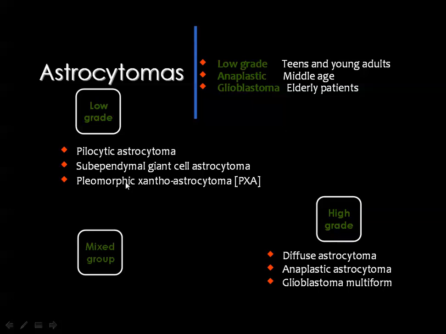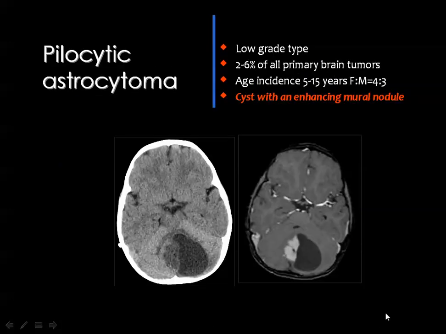Then we'll start this classification with the low-grade lesions and the high-grade lesions. We have 3 main types of tumors in the low-grade category, including the pilocytic astrocytoma, the subependymal giant cell astrocytoma of tuberous sclerosis, and the pleomorphic xanthoastrocytoma, referred to as PXA. Then we have three high-grade lesions: the diffuse astrocytoma, anaplastic astrocytoma, and the glioblastoma multiforme.